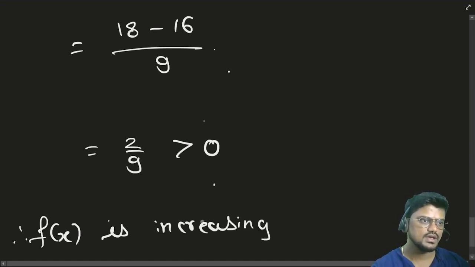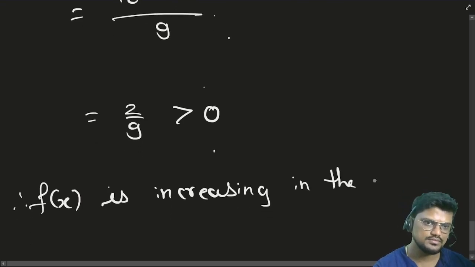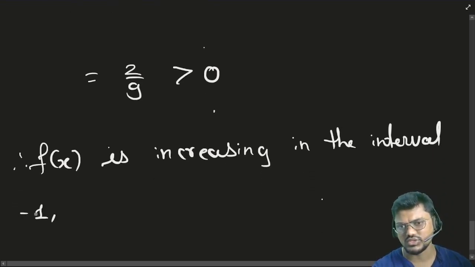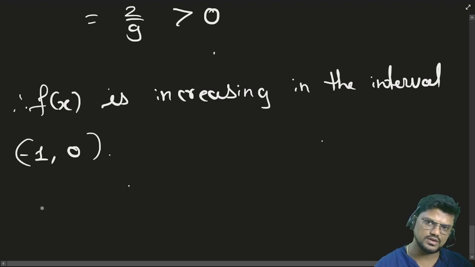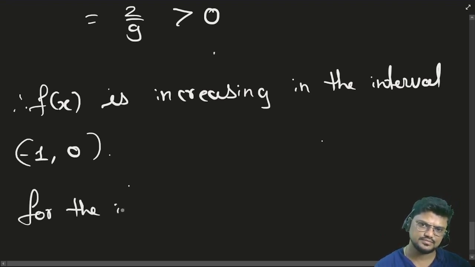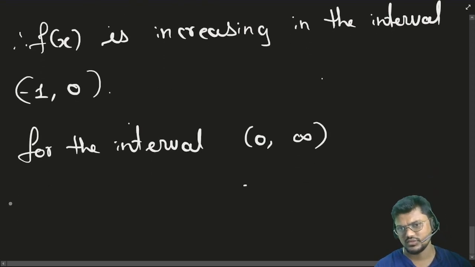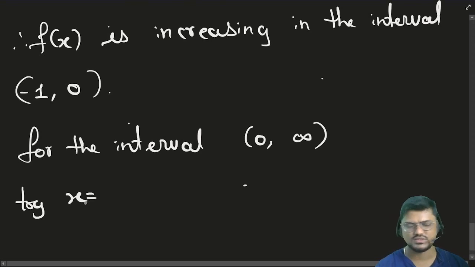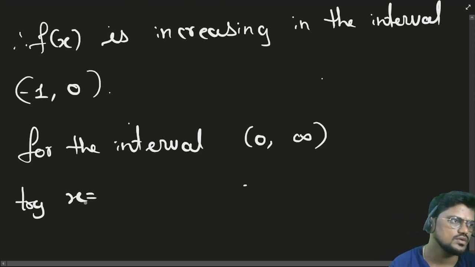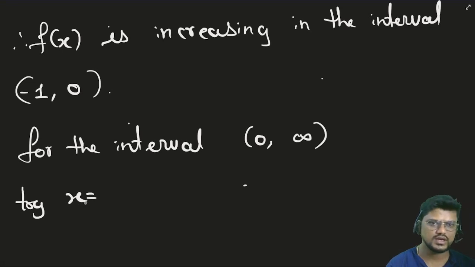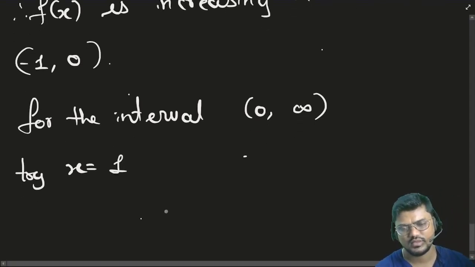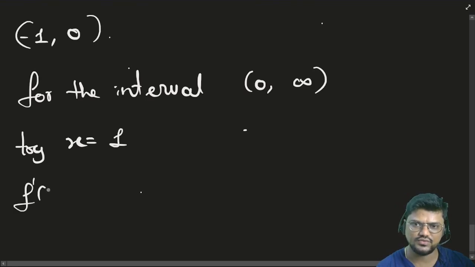f of x is increasing in the interval minus 1 to 0. Okay, now let us check for the next one. For the interval 0 to infinity, tell me any number, a small number, and I will do it for that. Okay, x equals 1, let's do it. x equals 1. So your f dash of x equals what?